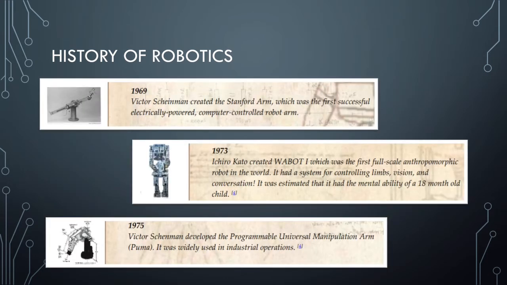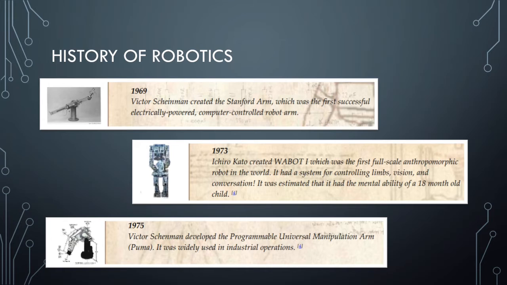We have a couple more developments here. We have the Stanford arm, the electrically powered computer-controlled robot arm. So we're getting a little bit more precise with the types of robots being developed. In 1973, a full-scale anthropomorphic robot was created. The limbs could be controlled, it had functioning vision, and it could hold a conversation. Of note, it was thought to have the mental ability of an 18-month-old child. So we're getting more and more complex as we go on.